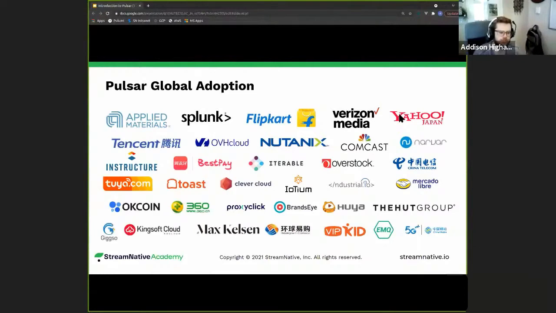Flipkart, a large e-commerce organization out of India, is replacing Kafka with Pulsar. Obviously, Verizon Media, the original founders, continue to invest heavily into Pulsar. Lots of other organizations too. Tencent is a very large user that's doing lots of different use cases on Pulsar. And so we're really happy to be working with many of these companies in the community and helping them adopt Pulsar, and really excited about the growth that we've seen there.